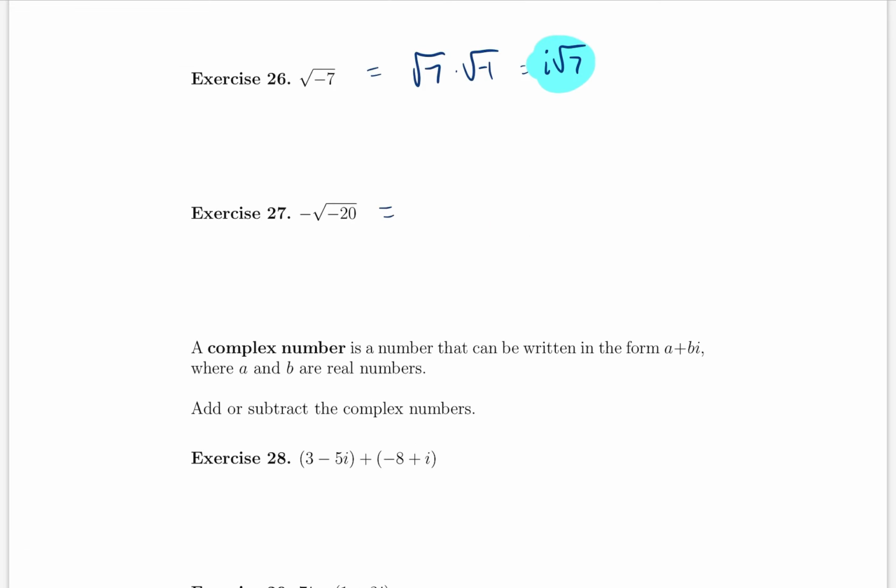The next one, you have a negative on the outside, and then you can break that up into 4 times 5 times -1. So I broke up -20 into 4 times 5 times -1. I chose 4 and 5 instead of 10 and 2 because 4 is a perfect square. So that becomes negative, and then that becomes 2. That stays radical 5, and that becomes i. But remember, the i, we want to put it in front of the radical. That takes care of that problem.